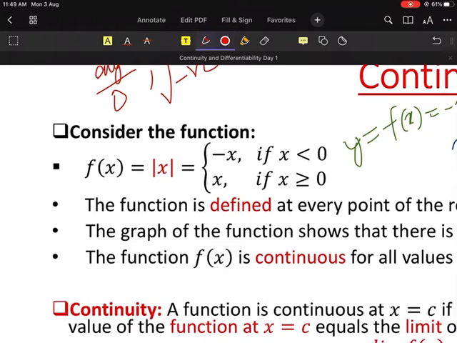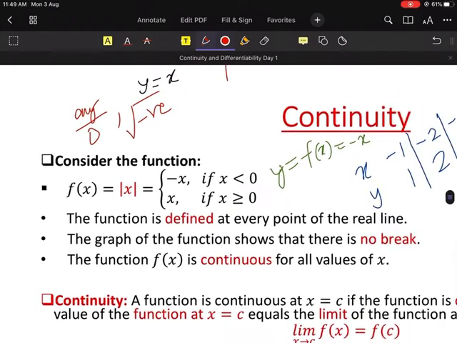Now tell me, in this function f(x), do you see any denominator? No, right? Do you see any square root? Hey guys, please mute your audio, everyone.